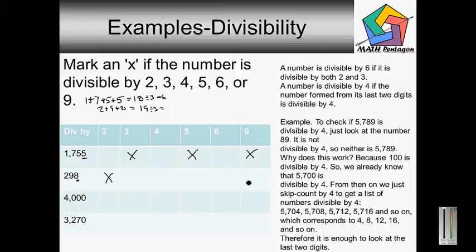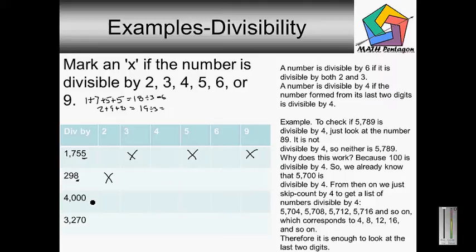The divisible rule for 9 is add the digits. So we come up with 19, of course, divided by 9. No, that doesn't go in evenly. 19 divided by 9 does not go in evenly, so that's out. So we just put an x here for the 2.